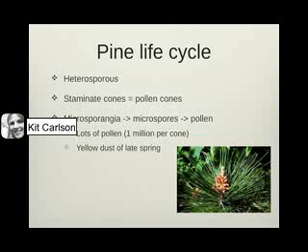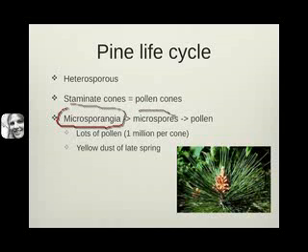So I mentioned earlier that the pine life cycle is heterosporous. That means it's producing 2 different types of spores. And it produces these 2 different types of spores on 2 different types of cones. So there is the staminate cone, or the pollen cone. And on the staminate cone we have microsporangia that produce microspores that essentially mature into pollen.